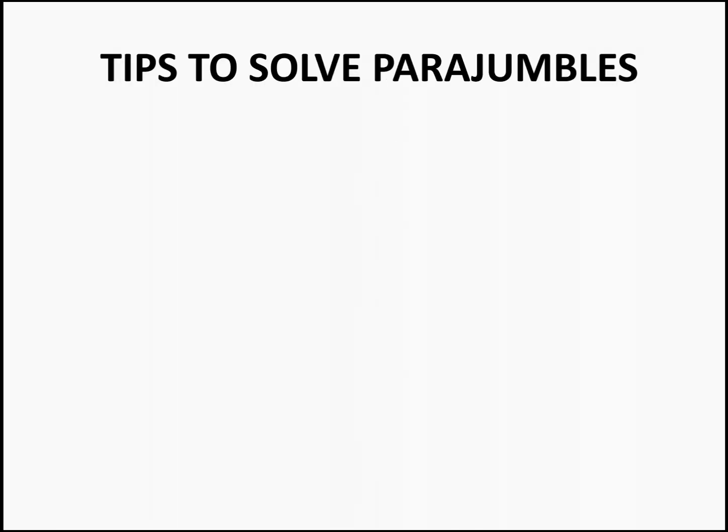Now here we go with the tips to solve parajumbles. The first and foremost thing that you have to do is to get an idea of the main concept of the question, that is the arrangements. So you will get an idea of how to arrange those statements. Those statements will usually be named A, B, C and D. So you will get an idea of how to arrange those statements in a logical way.